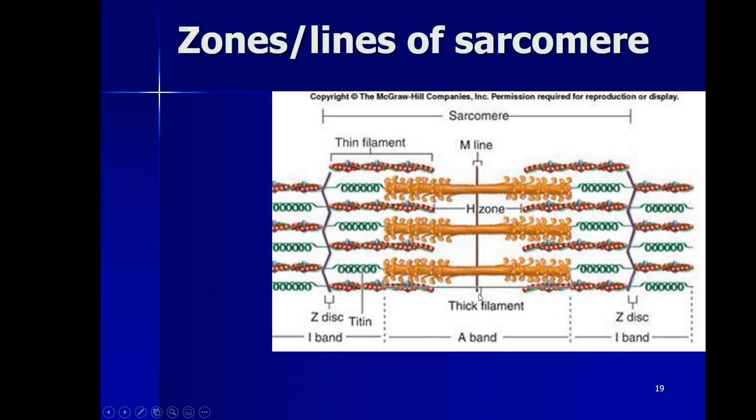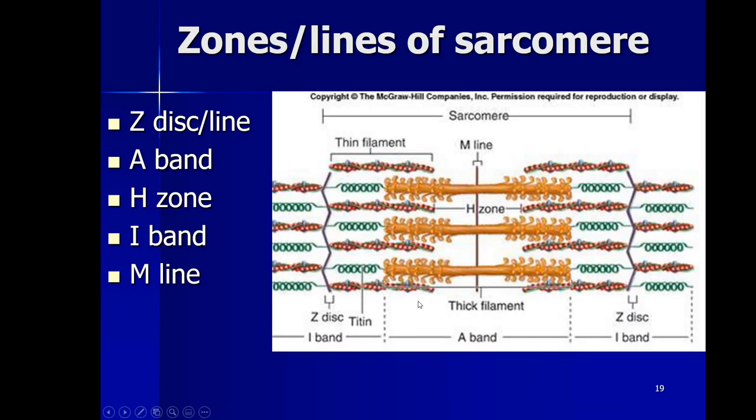All right, so if we look at one sarcomere, we can actually identify different zones or areas within it. And I'm going to run through these, and these are really important for you to know where they are. So this is one sarcomere from here to here. So the edges of each sarcomere are called Z-discs. So here and here, Z-discs or Z-lines.